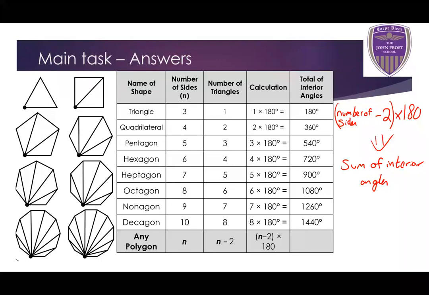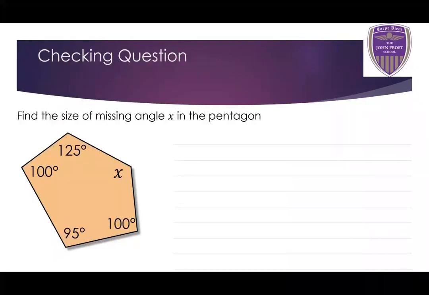Now let's have a look at the checking question. We're asked to find the size of the missing angle x in the pentagon, okay? Remember, the rule we've just learnt in the lesson works for any polygon, regular or irregular. It doesn't matter if the sides and angles are all different. You can still draw triangles to find the sum of interior angles. So pause the video, and find what the missing angle in this shape is. Let's pause the video and have a go.